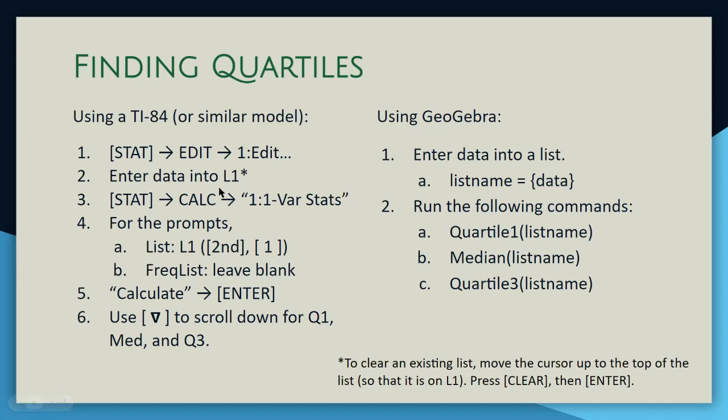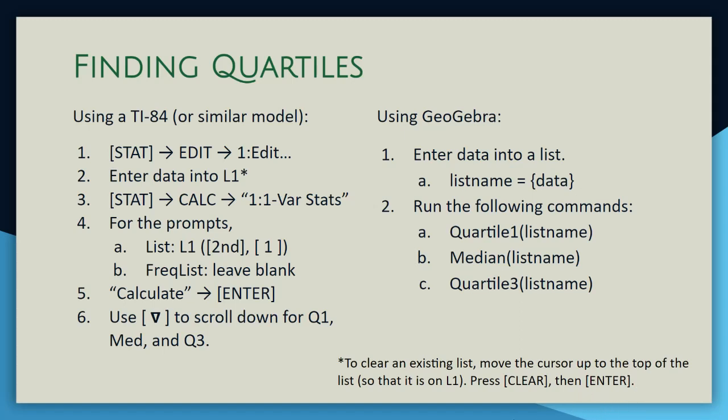On the TI-84, you'll notice there was a little asterisk here. If somebody else has been using your calculator, or if you've used it previously and played with the list menu, you may need to clear out old data. So to clear an existing list, you want to move the cursor up using the up arrow key to the top of the list so that that cursor is on the list name L1. Once your cursor is on the list name, you're going to press clear and then enter.